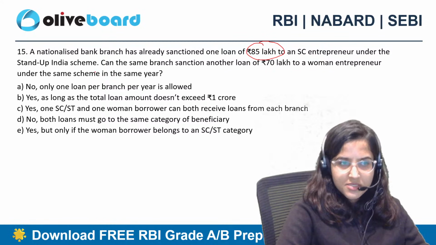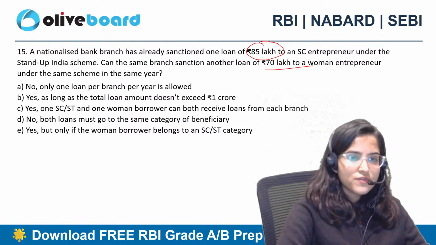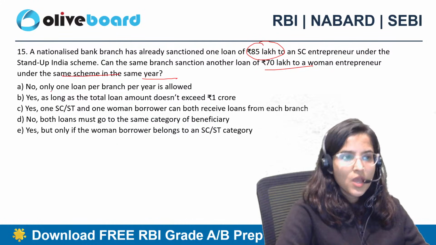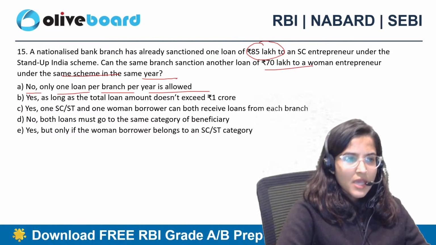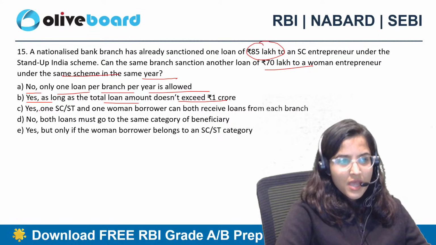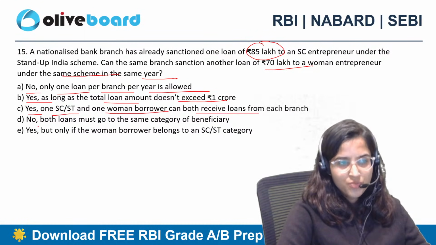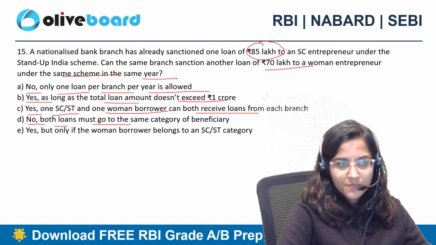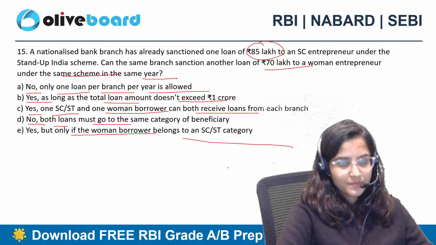A nationalized bank branch has already sanctioned one loan of 85 lakh to an SC entrepreneur under the Stand Up India scheme. Can the same branch sanction another loan of 70 lakh to a woman entrepreneur under the same scheme in the same year? No, only one loan per branch per year is allowed. Yes, as long as total loan amount doesn't exceed 1 crore. Yes, one SC/ST and one woman borrower can both receive loans from each branch. No, both loans must go to the same category of beneficiary. Yes, but only if the woman borrower belongs to SC/ST category.